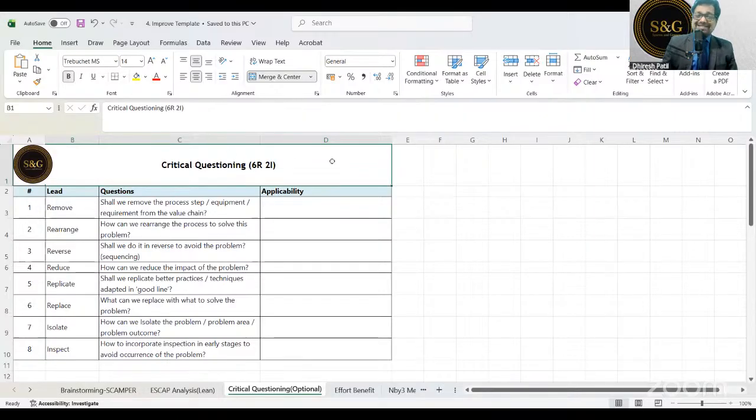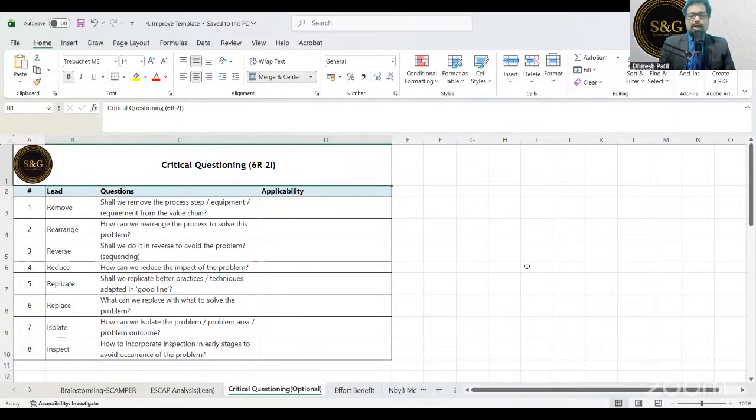It is also called a 6R2I technique, which means remove, rearrange, reverse, reduce, replicate, replace, and there are 2 I's, like isolate and inspect. These are some of the techniques to identify the solutions. All right. And of course, we have learned a lot of other techniques like differential diagnosis, reverse brainstorming, six thinking hats. There are so many techniques which we can use to generate the ideas. Now you can use ChatGPT as well.